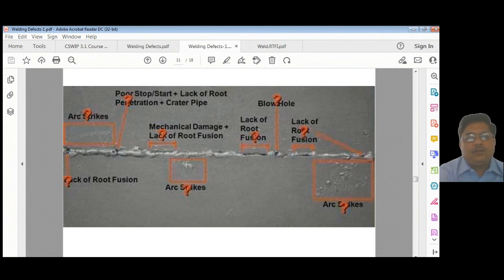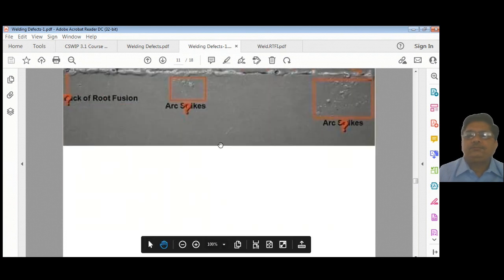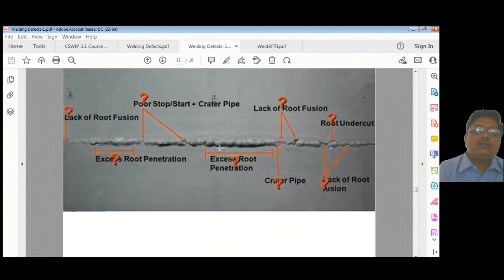This also is having a lot of arc strikes, lack of root fusion, poor start stop here, mechanical damage, arc strikes everywhere. So here you can see lack of root fusion, poor start and stop. You can see here excess root penetration.